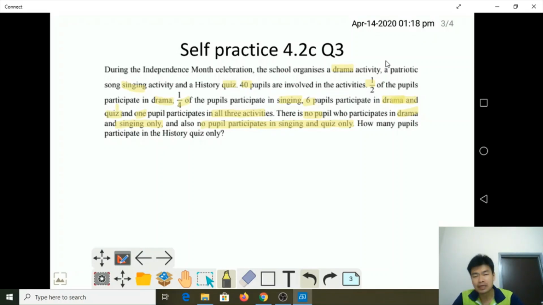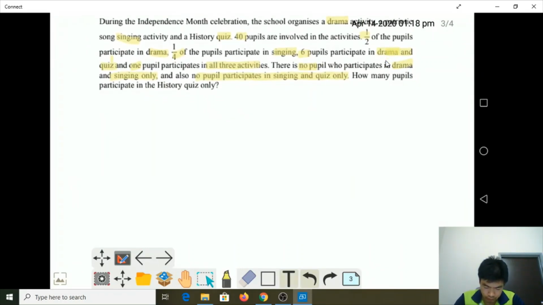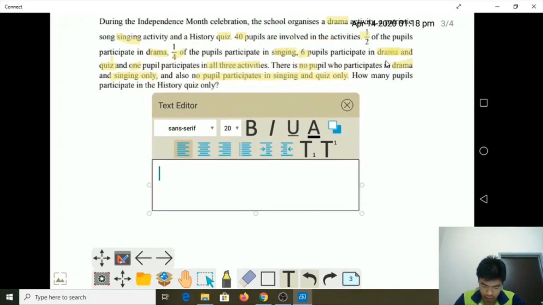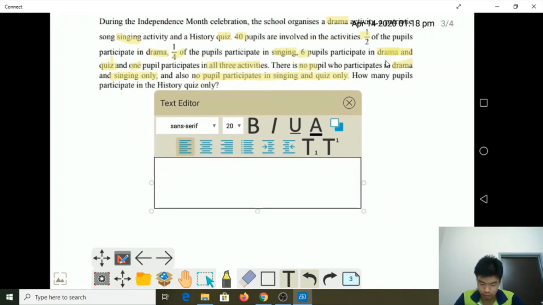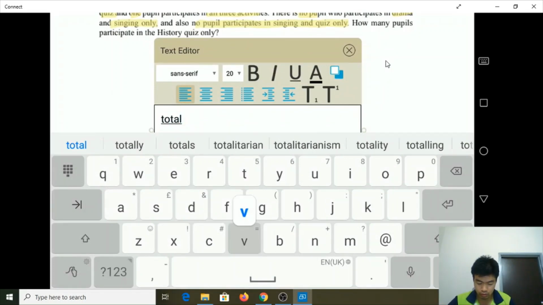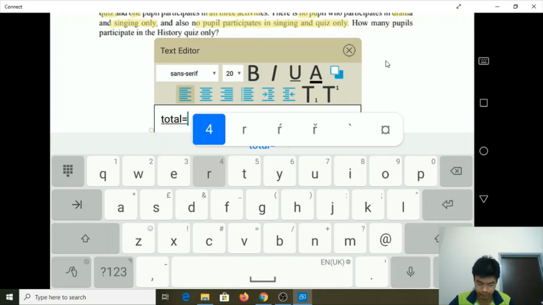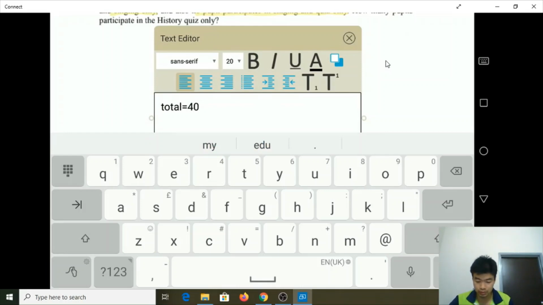Again, the information may look messy, but trust me, first step, list down all the information. So there we go. The total is 40, right? Let me type up the total. Total equals 40. Next piece of the information. What is the next piece of the information?